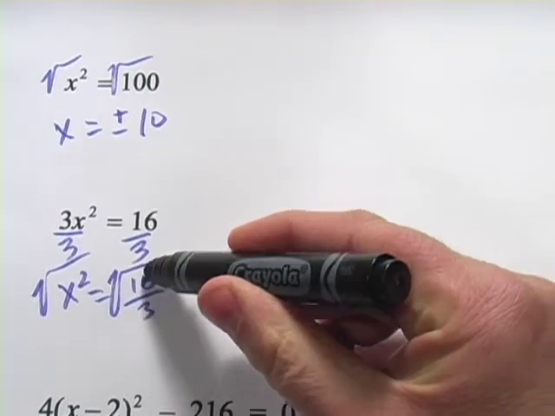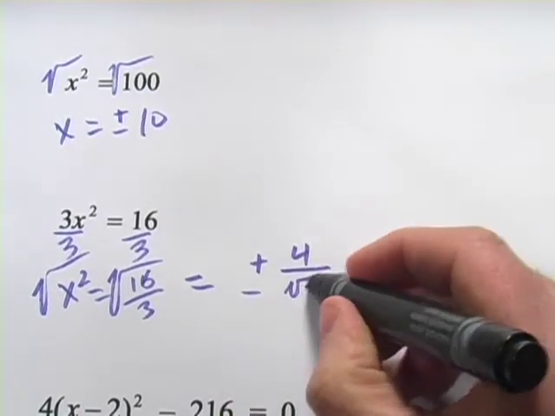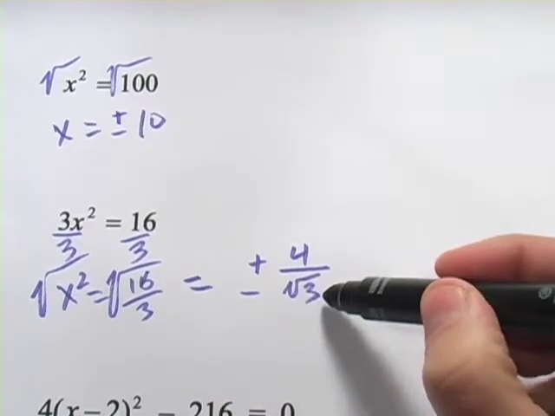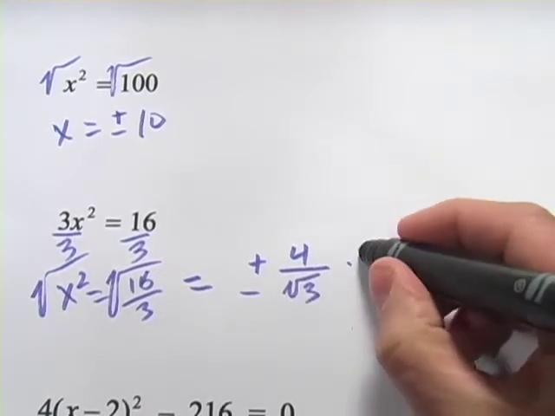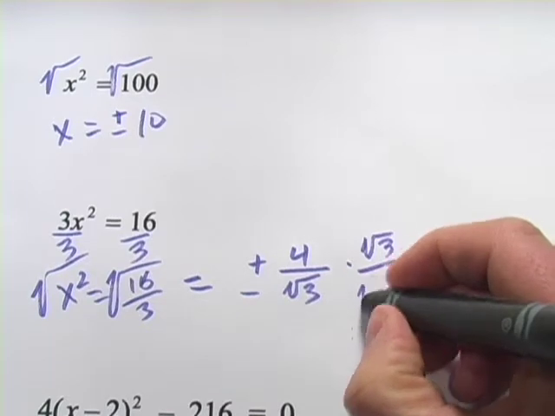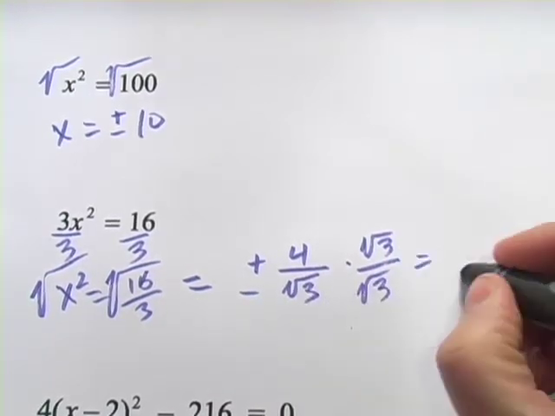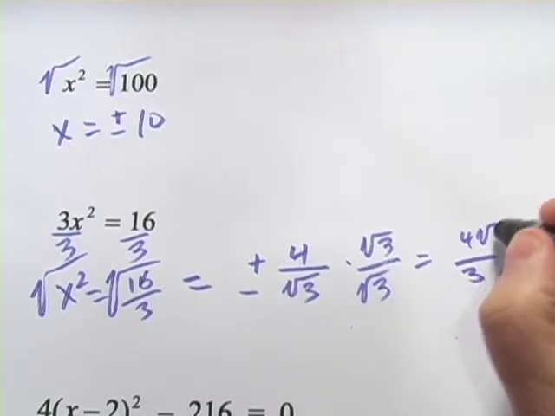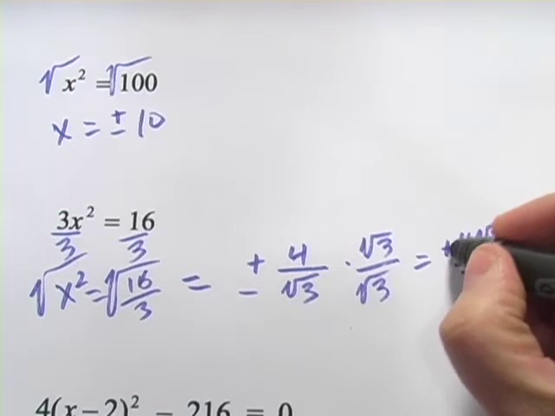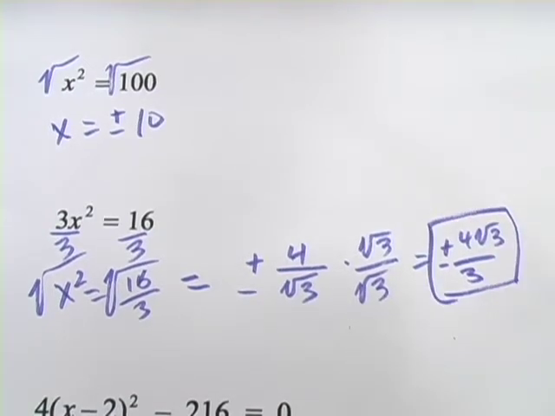The square root of the top, square root of 16, is just 4. Square root of 3, put that down here. Now we need to rationalize the denominator here because we don't like these radical signs in the denominator. So I'm going to multiply this by the square root of 3 over the square root of 3. On the bottom I get 3, and on the top I get 4 times the square root of 3. And this was, remember, plus or minus. And those are our two solutions.